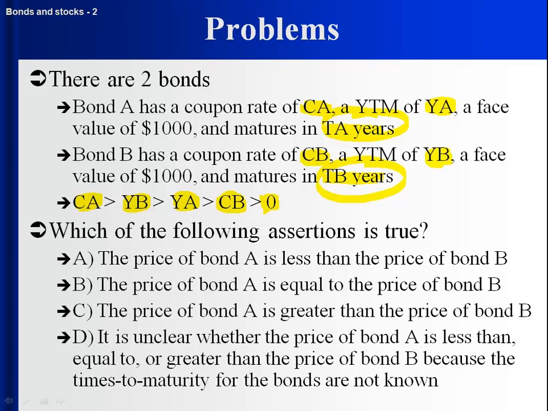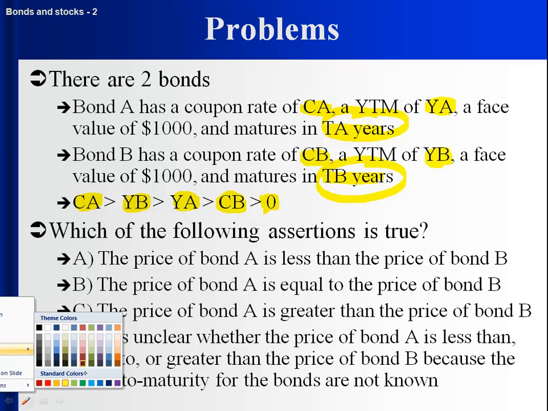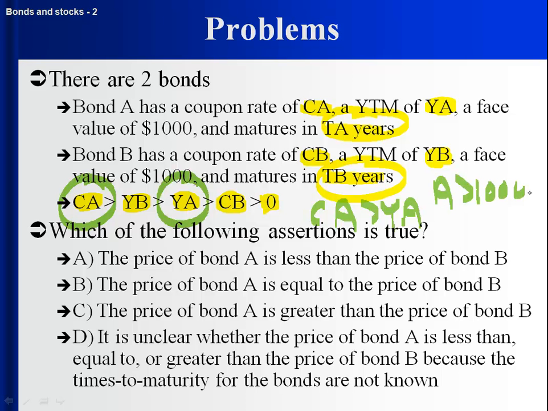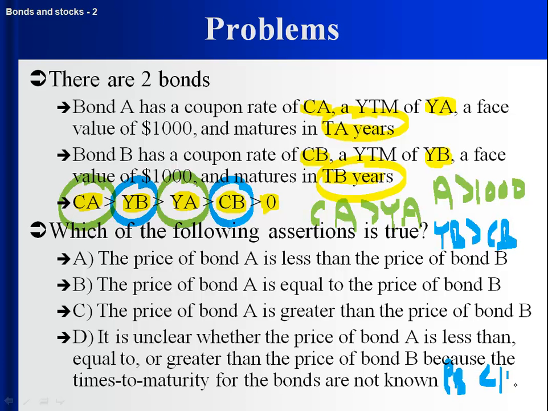So take a minute to think about it. You can pause it because I'm about to go over the answer. So what do we know? We know that the coupon rate on A is greater than the yield on A. So CA is greater than YA, so we know that the price of A is greater than $1,000. What else do we know? We know that the coupon rate on B is less than the yield on B. And so since the coupon rate on B is less than the yield on B, we know that the price of B is less than $1,000.